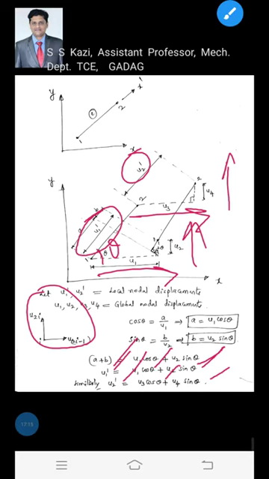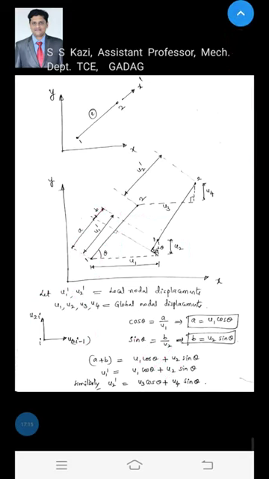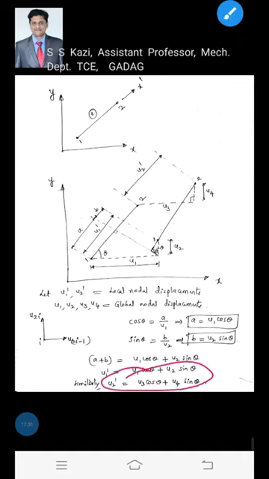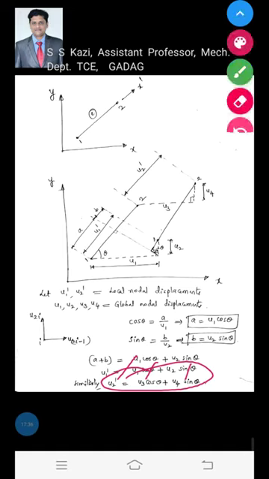Okay, now the first equation is for node 1. u1 dash is the local displacement at node 1. u1 and u2 are the x and y components of displacement at node 1. And the second equation is for node 2. u2 dash is the local displacement at node 2, and u3 and u4 are the x and y components of displacements at node 2.